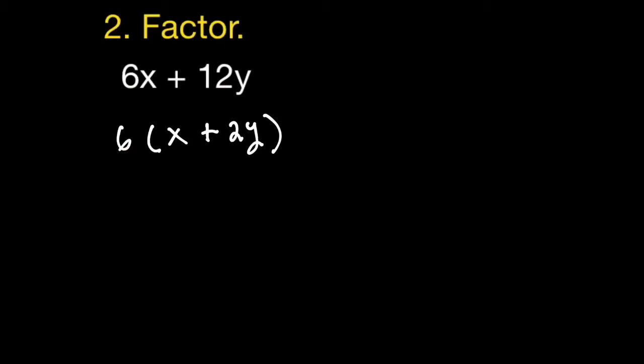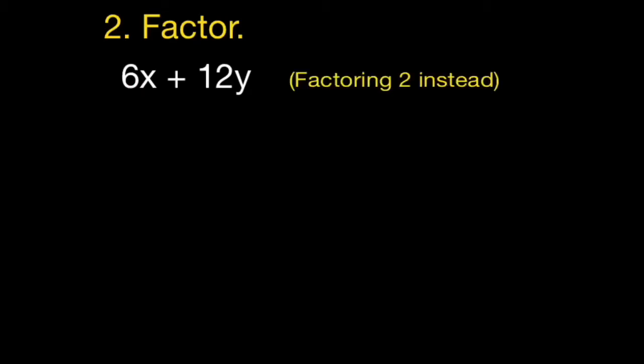Now 6 and 12 do share a factor of 3 and a factor of 2, but I chose 6 because 6 was the biggest one that can divide both. Let's explore what would have happened if instead we would have factored a 2. So here, factoring the 2, we can rewrite the expression as 2 multiplied by 6x divided by 2 gives us a 3x, and then a positive 12y divided by a 2 gives us a positive 6y.